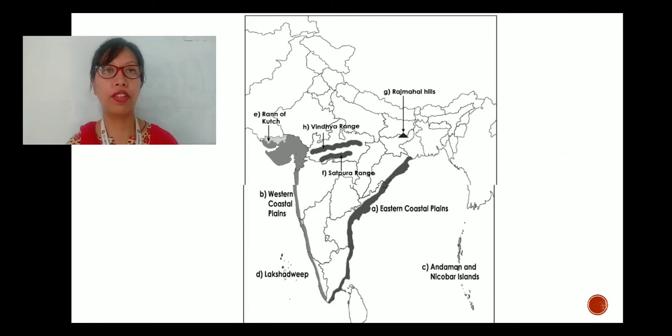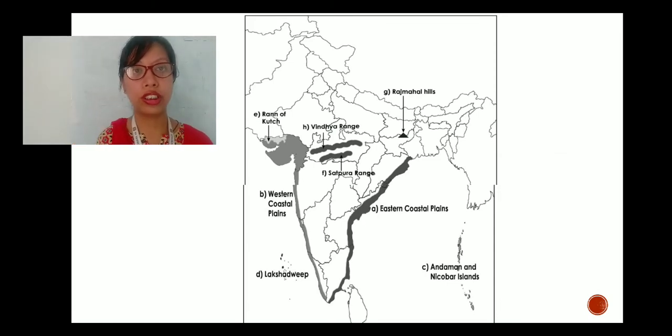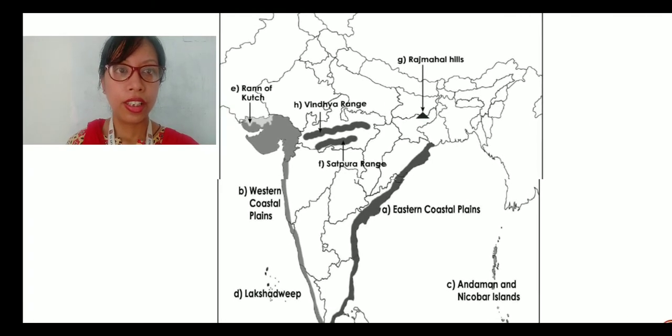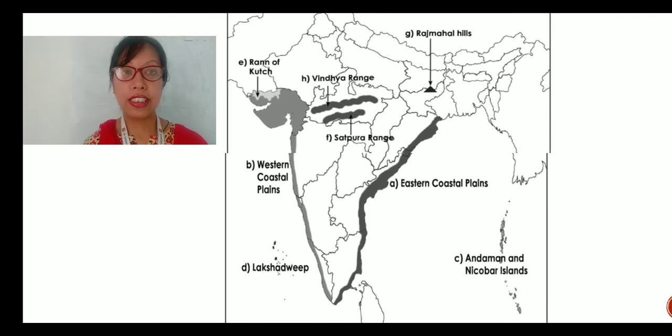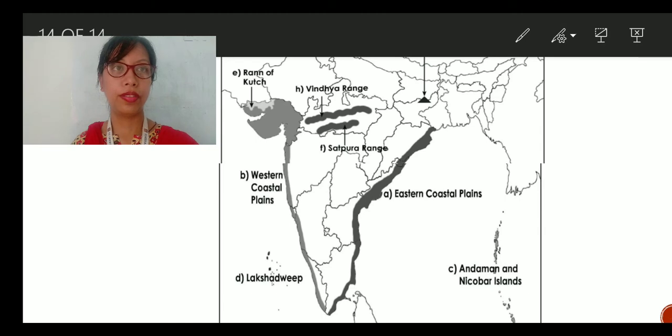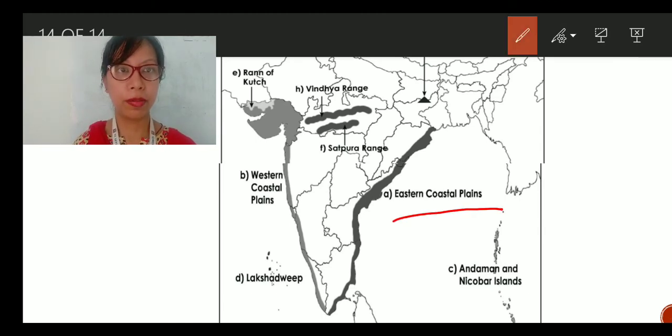Now, here I have already given you where to locate it. Okay. So the points have been already given here, as you can see. So number A was Eastern Coastal Plains, right? It is here. As you can see, this is number A. Then we have number B, Western Coastal Plains. So Eastern is this side, Western is this side. Remember it, Western Coastal Plains.